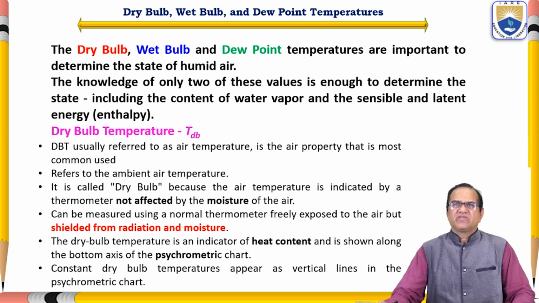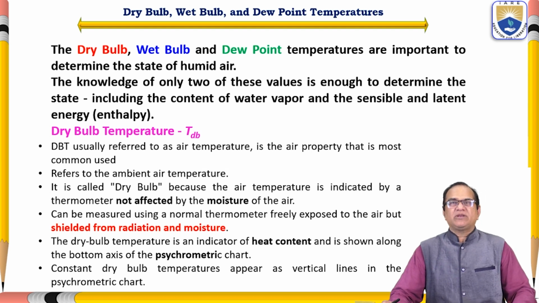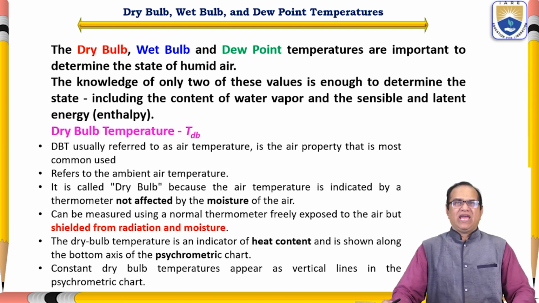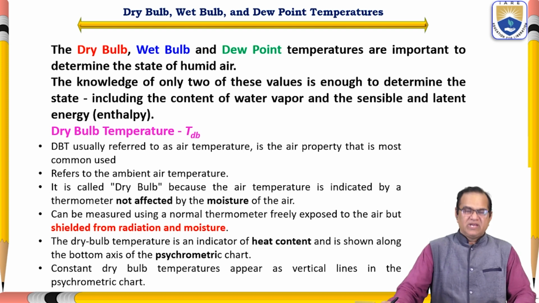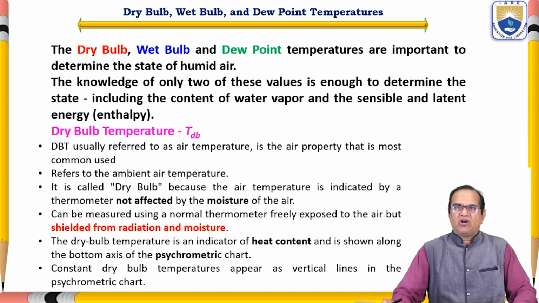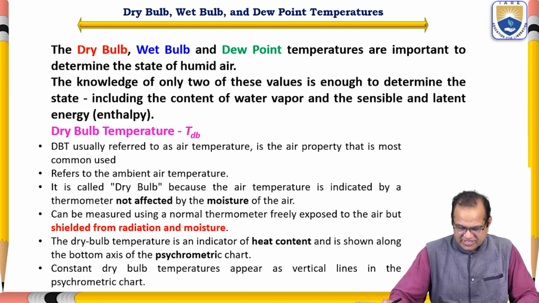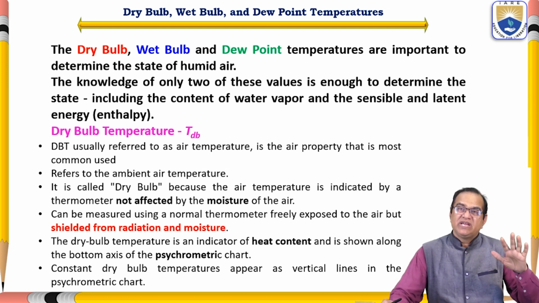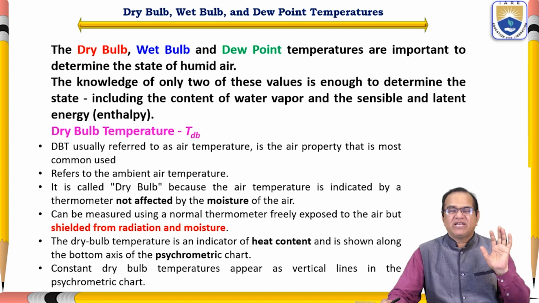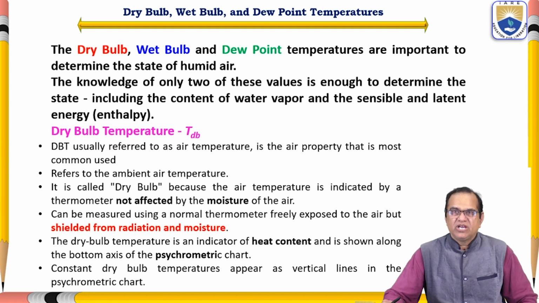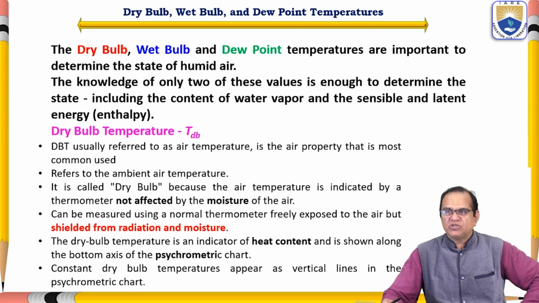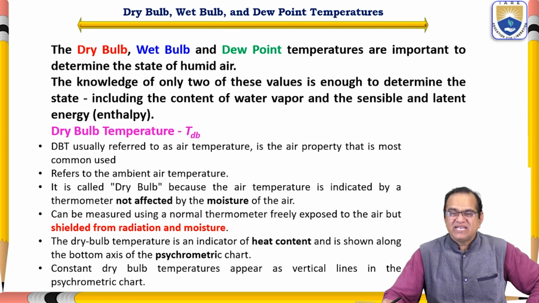It is TdB. Dry bulb temperature, DBT, usually referred to as air temperature, is the air property that is most commonly used, and refers to the ambient air temperature. It is called the dry bulb because the air temperature is indicated by a thermometer not affected by the moisture of the air. It can be measured using a normal thermometer freely exposed to the air but shielded from radiation and moisture.